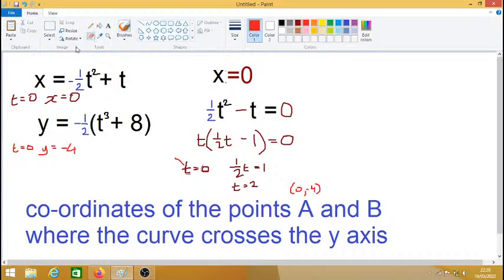So now with t equals 2, x did still work out to be 0. The y did change though. So when t was equal to 2, the y worked out to be minus 8. And those are the 2 points where the curve crosses the y-axis. The x-coordinate is 0 in both cases, and the y-coordinates are minus 4 and minus 8.